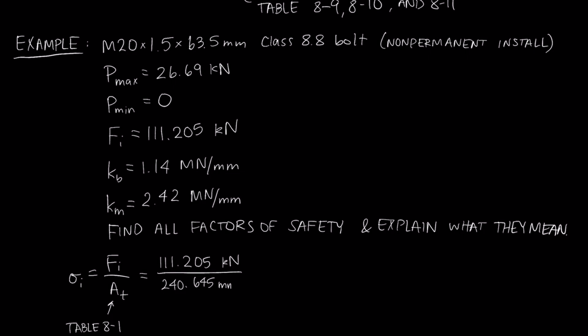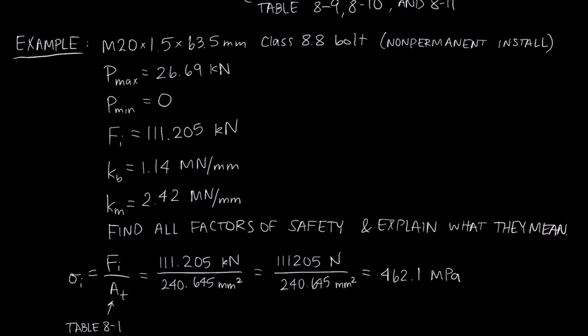240.645 millimeters squared. Now don't forget to multiply this top line by 1,000 to get newtons per millimeter squared. And those are consistent units that will give you megapascals. If you don't believe me, I encourage you to go ahead and try it, prove it to yourself. And the number you should get out of here is 462.1 megapascal. That is our preload stress in the bolt.